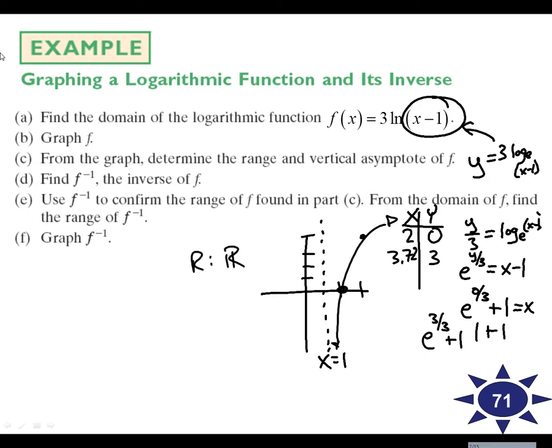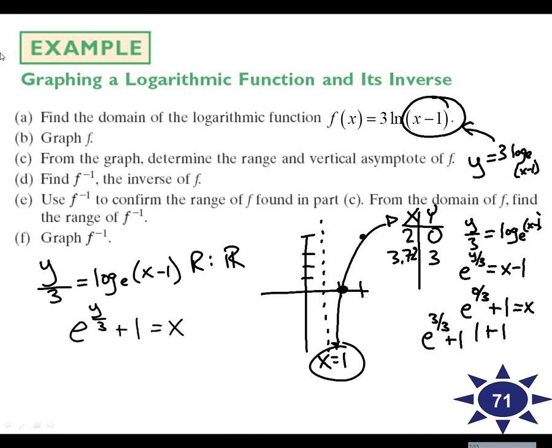Let's find the vertical asymptote of f. x equals 1. Now let's find the inverse of this. All right, so we know how to do this. We already have y over 3 equals log e of (x minus 1), which we rearranged as e to the y over 3 plus 1 equals x. We've already done this work.